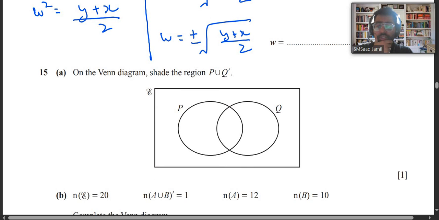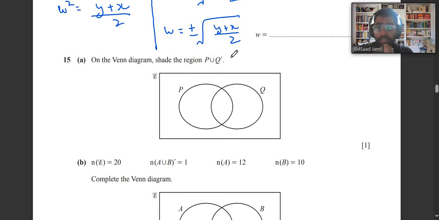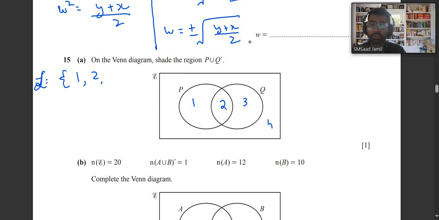Now next question. It says on the Venn diagram, shade the region P union Q complement. I will use my own method to do this question, and it's very easy. I would recommend you all to do it. Just write over here 1, in the middle 2, 3 and 4. So the universal set, I don't know how to make the sign of the universal set, I always forget. Oh, it's okay, it's over there, it's like this. Anyways, universal set are all the numbers from 1, 2, 3 and 4.